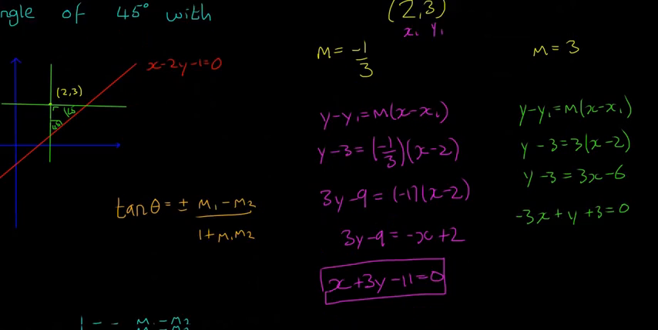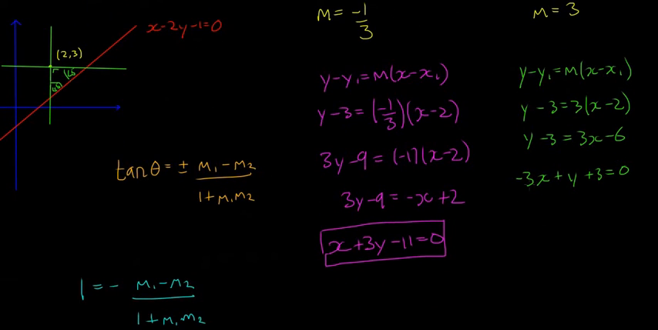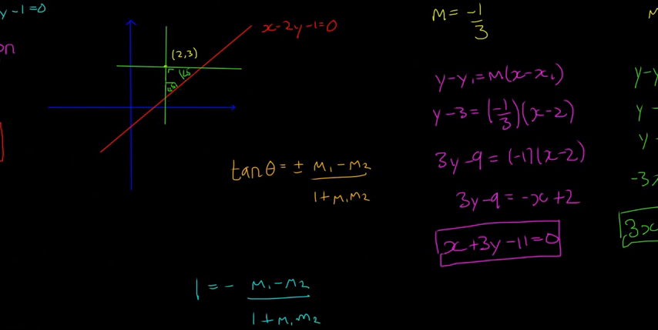I'm just going to multiply everything by minus 1 just to make sure that the x is positive. It doesn't really make a difference, but most people prefer it that way. So it's 3x minus y minus 3 is equal to 0. And you're allowed to do that. That's perfectly okay. So those are our answers. Those are the equations of the two green lines here that go through the point (2, 3) and make an angle of 45 degrees with this red line here.